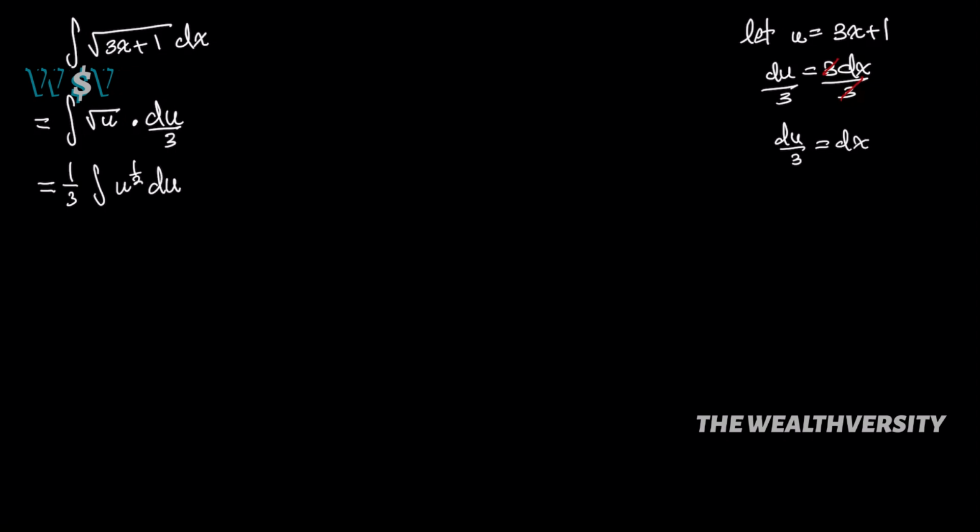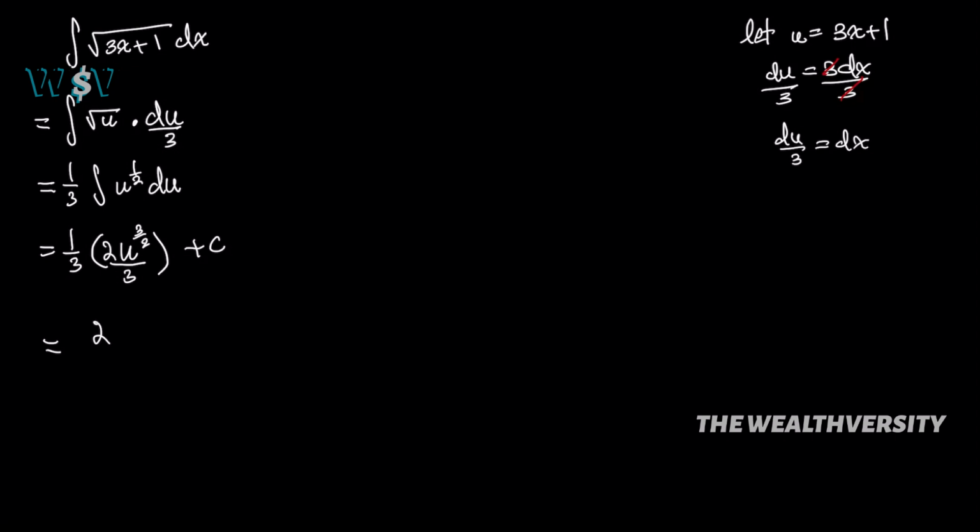Now to integrate this, we add 1 to the exponent and multiply u by the reciprocal of the new exponent. So half plus 1 is 3 over 2. The reciprocal of 3 over 2 is 2 over 3, so the antiderivative is 2 over 3 times u to the power of 3 over 2 plus the constant c.